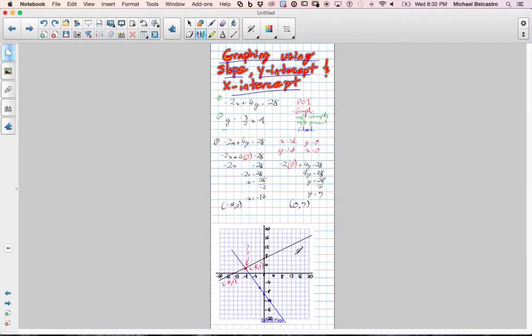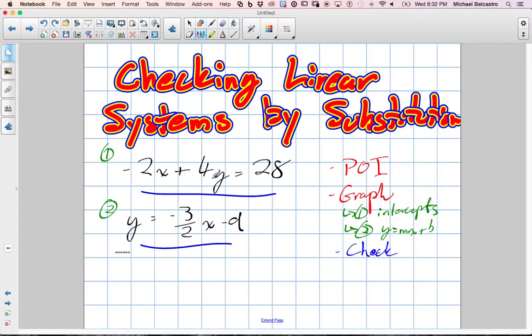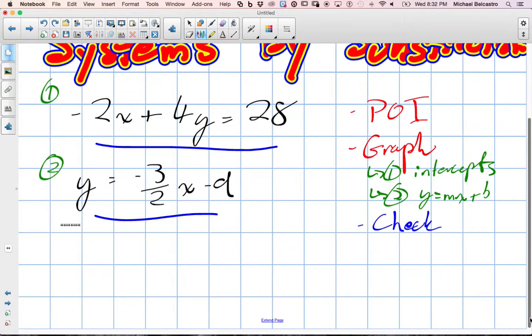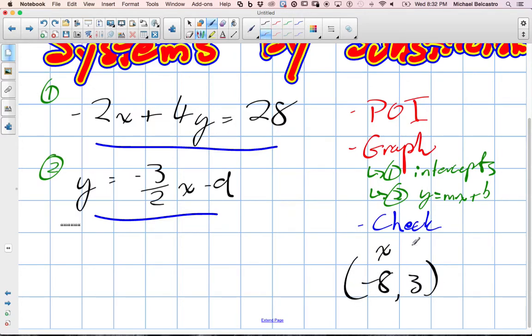We went ahead and we graphed it, and our point of intersection was roughly -8 and 3. We misdrew the line a little, but that was pretty much what it was. And now we're doing our final step. We're going to check our answer here. So to check our answer, we obviously need to write that point of intersection, which we said was -8 and 3. Okay, so this is the x value and this is the y value.